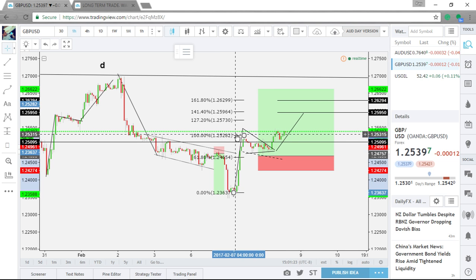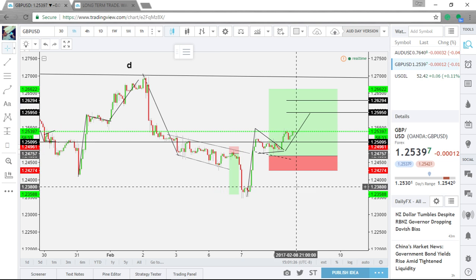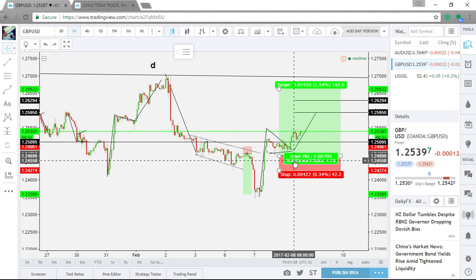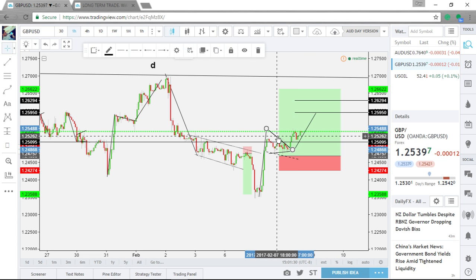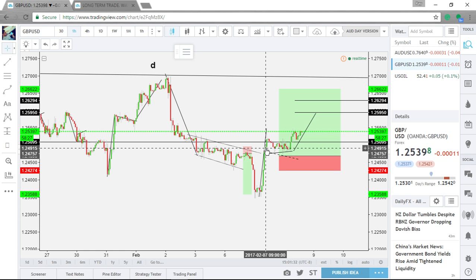This is a small trade. Remember, this is not a long-term trade. You want to use it as a short-time trade. These are short-time trades, not long-term trades.